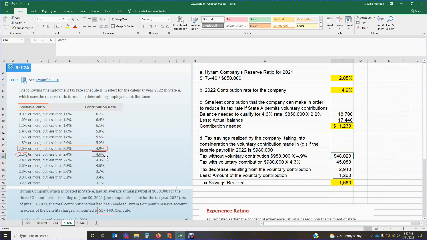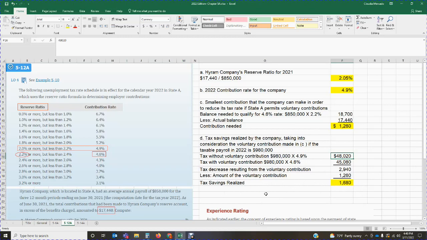Now, in order for that to happen, I had to pay an extra $1,260 into my reserve account. Okay, I'm going to deduct that amount of my voluntary contribution of 1,260. If I get my tax decrease of 2,940 less the amount of the voluntary contribution, I still have tax savings realized of $1,680. Not only am I paying a smaller contribution rate, not only am I putting more into my reserve account, I'm actually saving in taxes. So it's a pretty good investment.